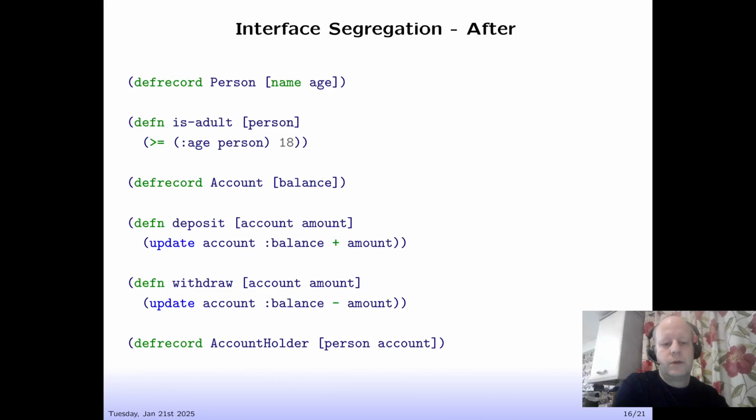And we can now have a person without an account, and we also can have an account without a person, or we can have a person with multiple accounts. If we still want an account holder, we can, of course, say we have a person and an account, and we just dispatch through those two interfaces when we need information about whether it's an adult or whether we want to deposit or withdraw.